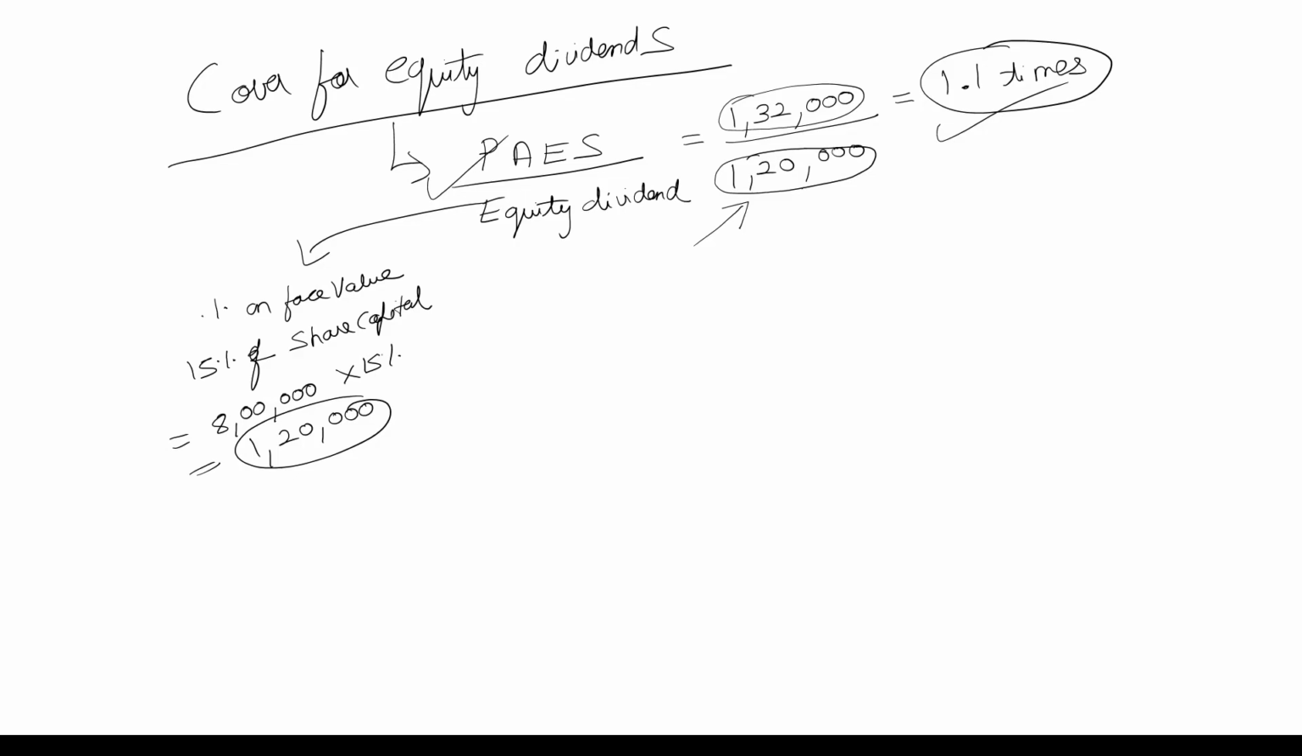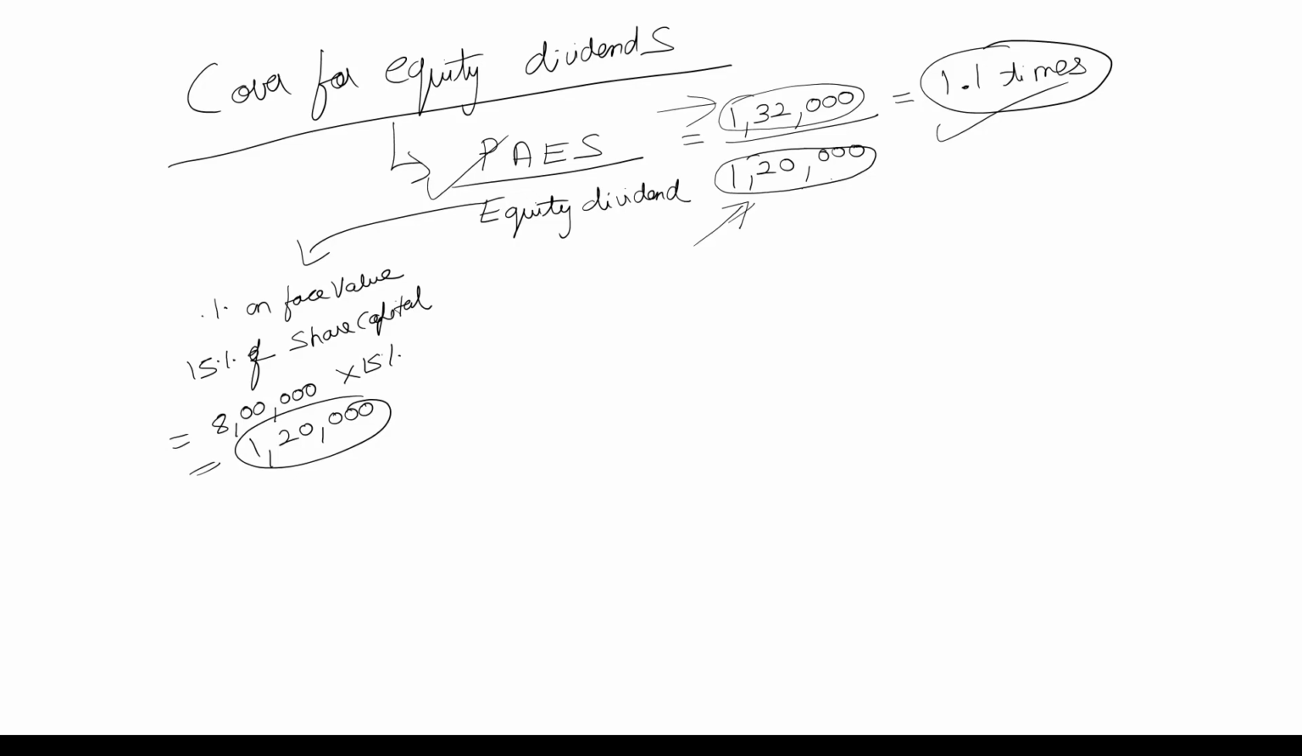So the relationship between what the company wants to pay and what it has from which the payment can be done is measured by this ratio. So the company wants to pay 1,20,000, the company has 1,32,000, so the cover is 1.1 times. So what the company has covers what it wants to pay by 1.1 times.